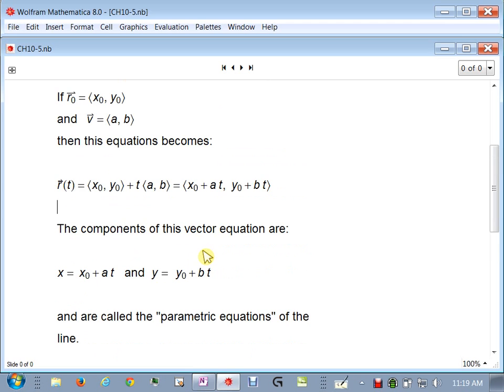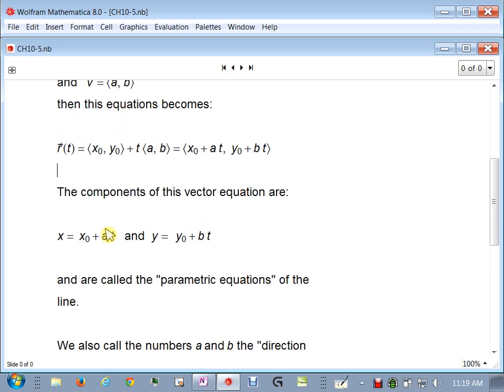do something else. All right, so if we take the vector function of the line, the vector equation of the line, we can break it up and look at the two components. These are the two components. The x component is x naught plus at, the y component is y naught plus bt. These two equations are called the parametric equations of the line. All right, parametric equations.